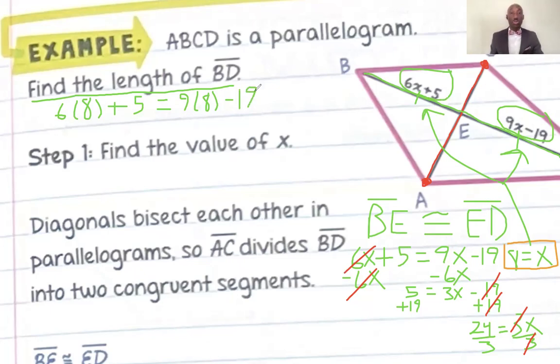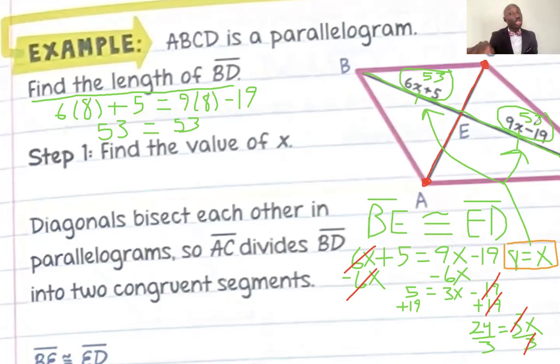So following PEMDAS, we do multiplication before addition or subtraction, right? So very quickly, 6 times 8 plus 5. So 53 on the left, it should be 53 on the right. 9 times 8 is 72. Minus 19 is 53. So 53 equals 53. So instead of these expressions, these are actually 53 and 53.